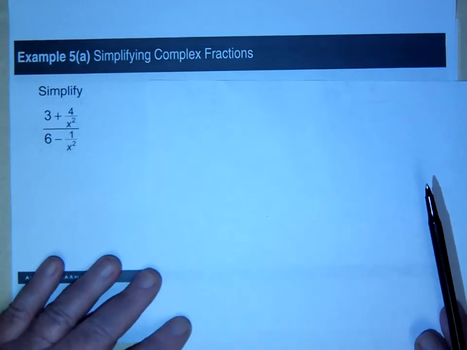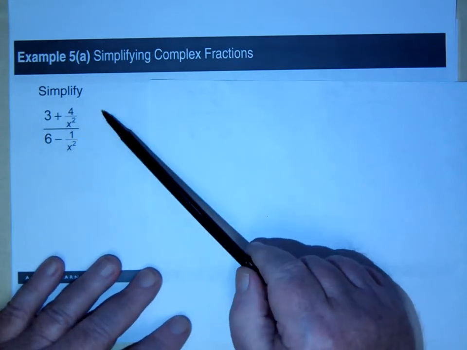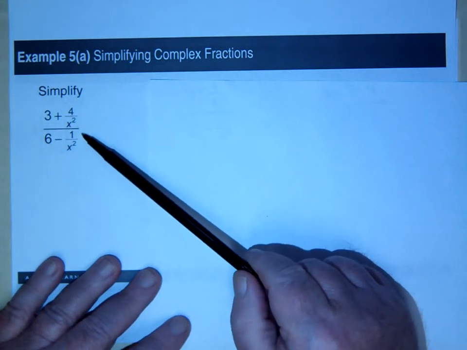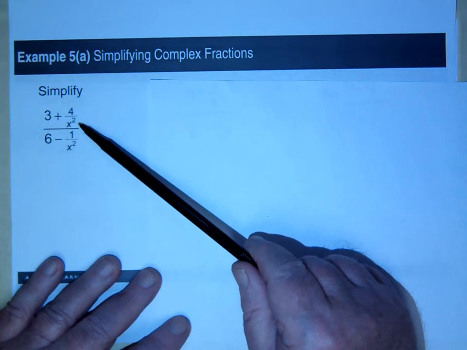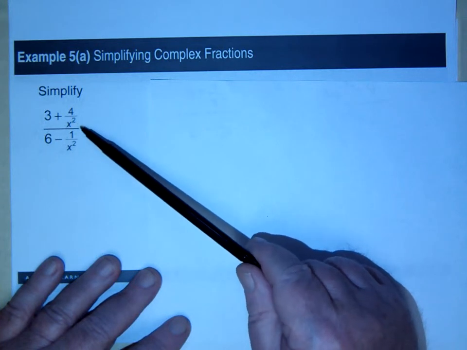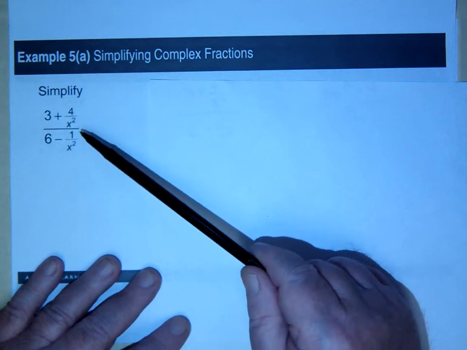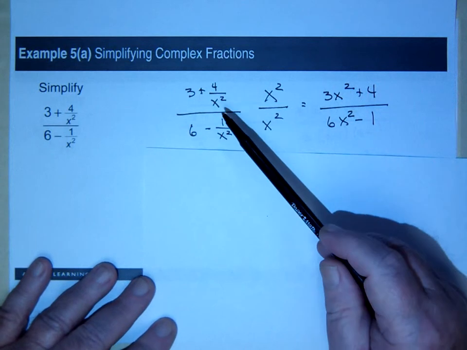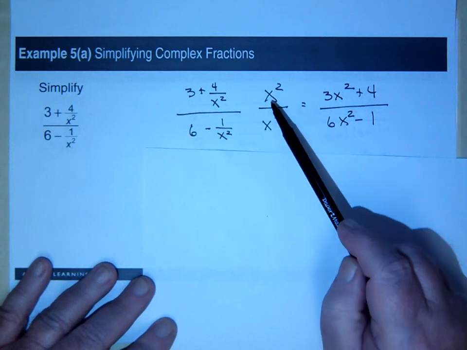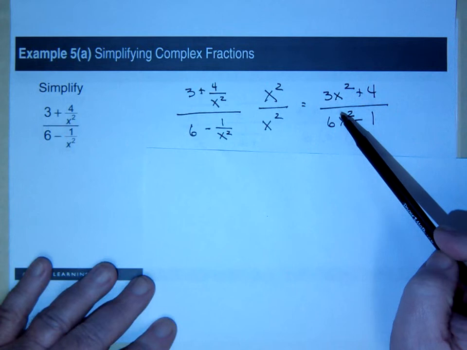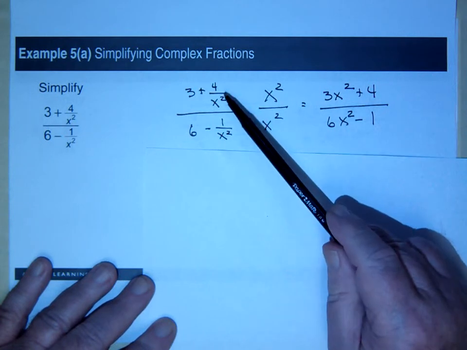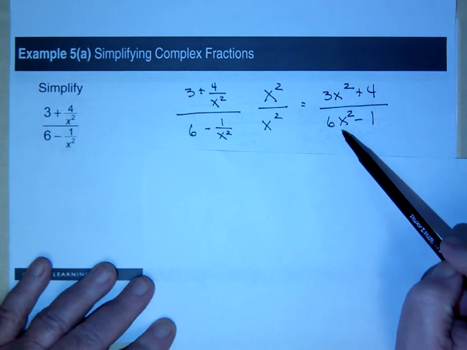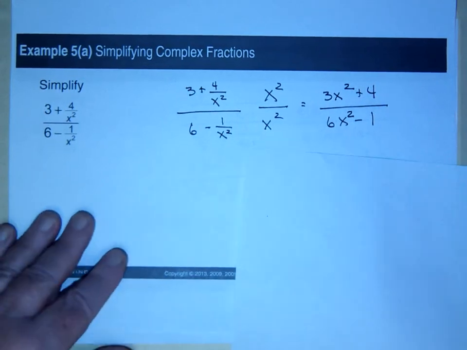These are called complex fractions. There's a number of different ways you can do this, but probably the simplest way is to multiply top and bottom by something that will clear the denominators. Here, the only denominator that you see is x squared, so I'm going to multiply by x squared over x squared, simply multiplying by 1 and seeing what I get. So here I take the expressions, I multiply by x squared over x squared. When I multiply 3 times x squared, I get 3x squared. When I multiply 4 over x squared times x squared, I just get 4. Similar down here, I get 6x squared minus 1. That's the answer.